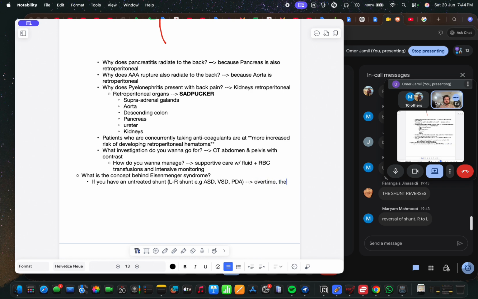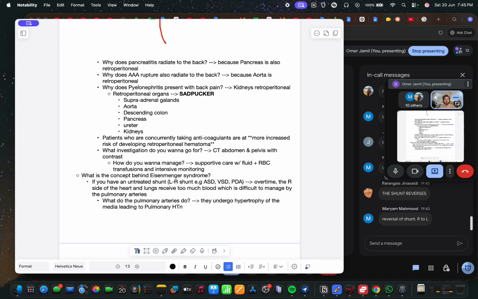Over time, the right side of the heart and lungs receive too much blood, which is difficult to manage by the pulmonary arteries. What do the pulmonary arteries do? They undergo hypertrophy of the media, leading to pulmonary hypertension. Now, usually you should know that physiologically the pressure on the left side is greater than the pressure on the right side of the heart. Now you're going into an era where you have high pressures on the right side and comparatively lower pressures on the left side.